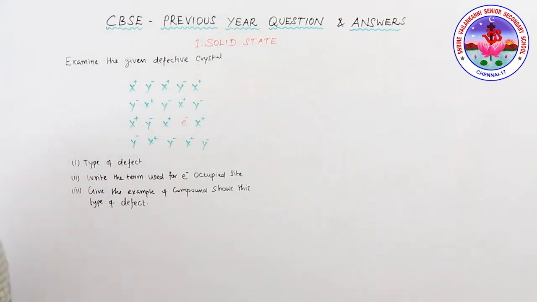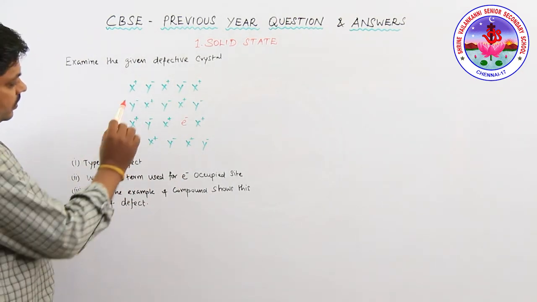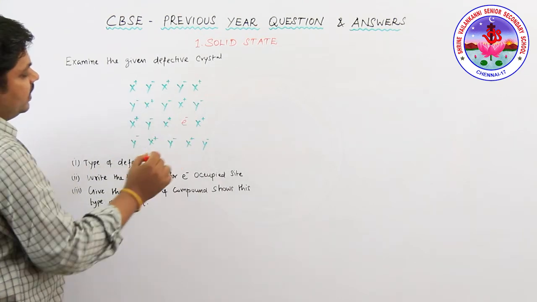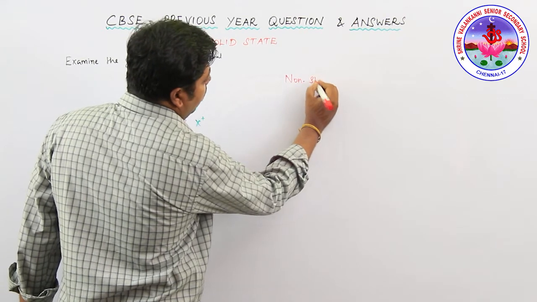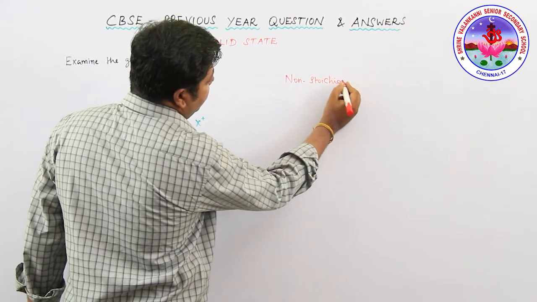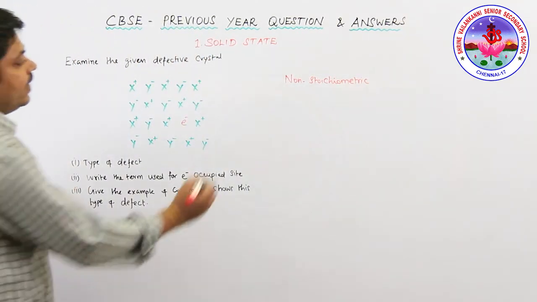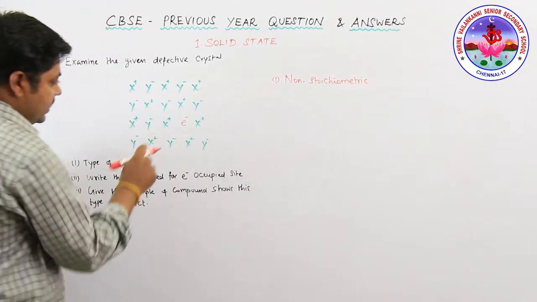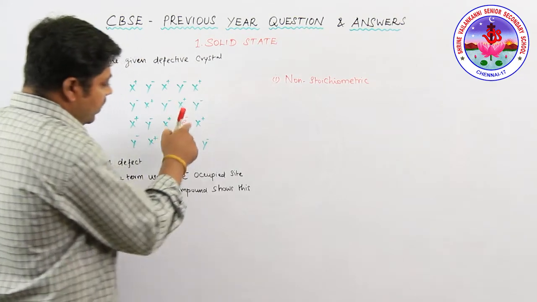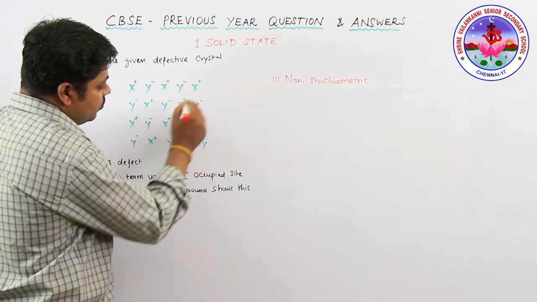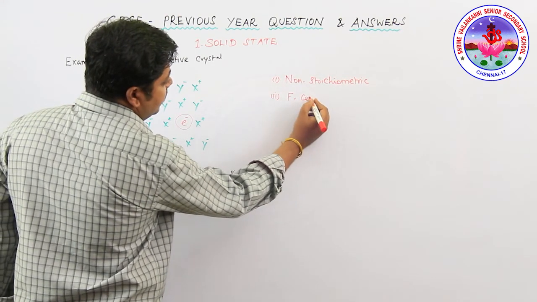So usually in this type of pattern, the first question is the type of defect. So here this type of defect is a non-stoichiometric defect. The first question answer is non-stoichiometric defect. Then the second question is, write the term used for the electron occupied site. So here the electron occupied site is what? Usually you know that it is F center. So the answer is F center.